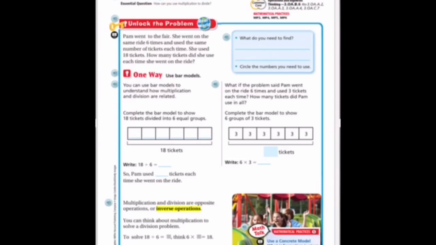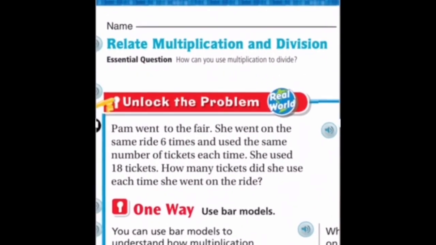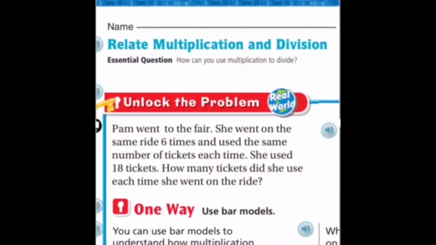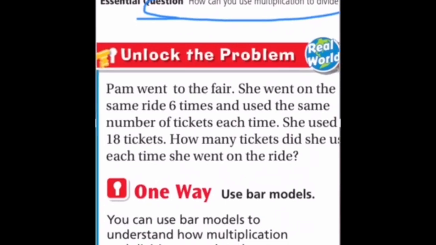All right, boys and girls, today we're on lesson 6.7 on page 339, relate multiplication and division, and our essential question is, how can you use multiplication to divide? Let's take a look at Unlock the Problem.